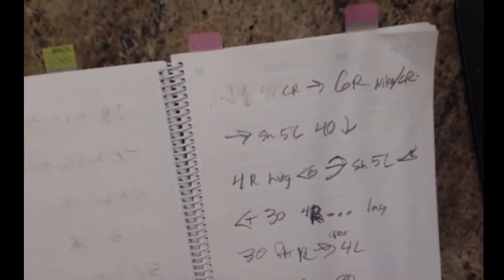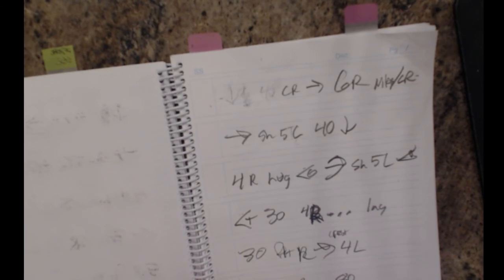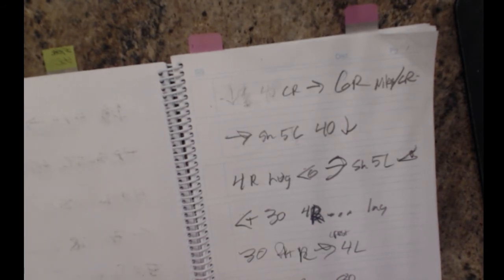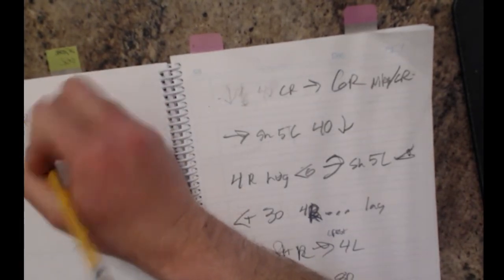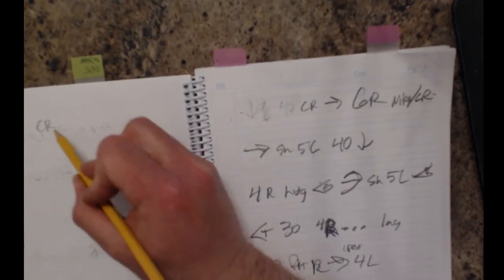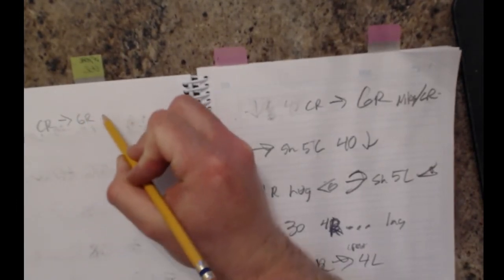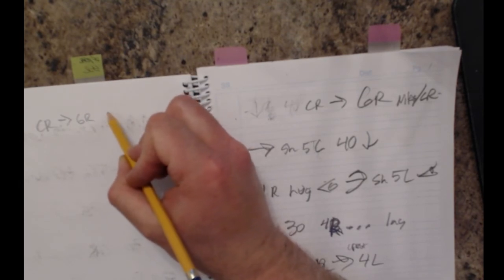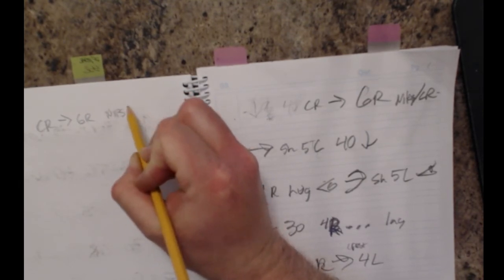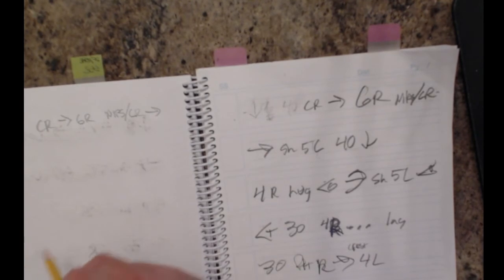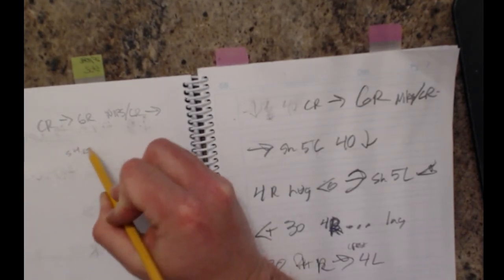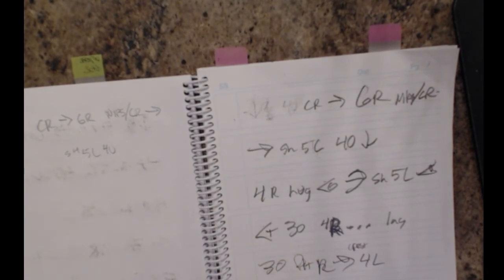All right, so let's look at this. We get a crest into a 6 right, nips over crest into a short 5 left, 40. Down. So it's going to be a crest into 6 right, nips over crest into. This will be a short 5 left, 40.